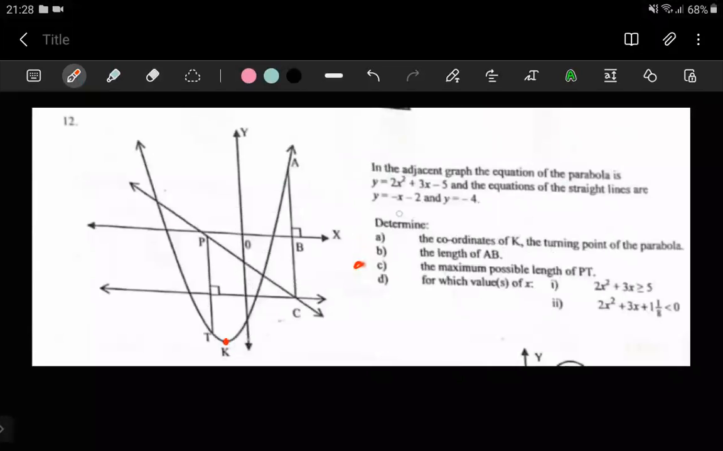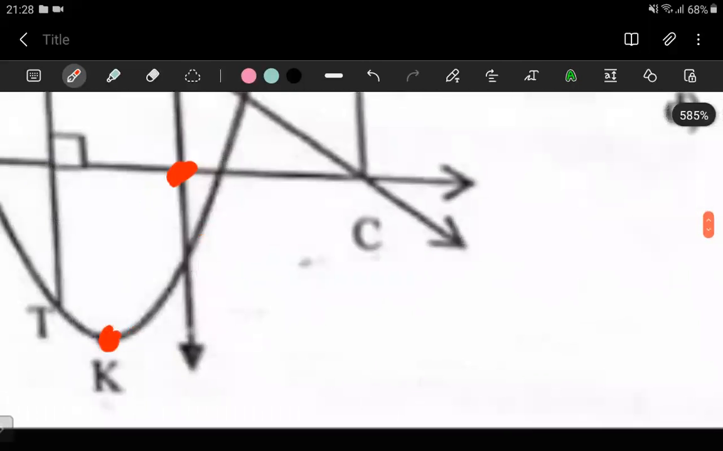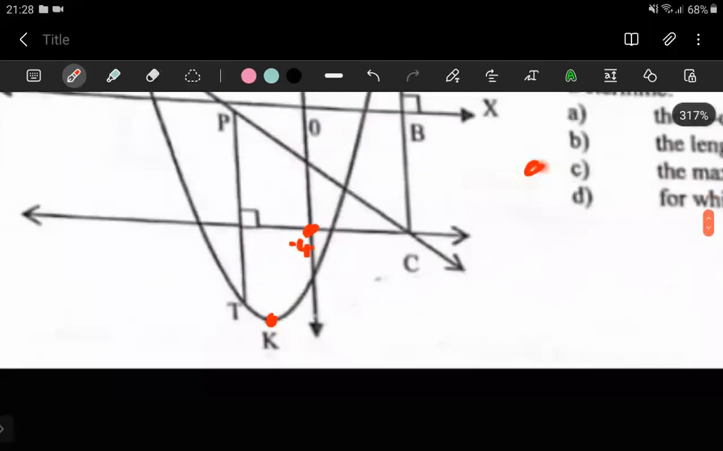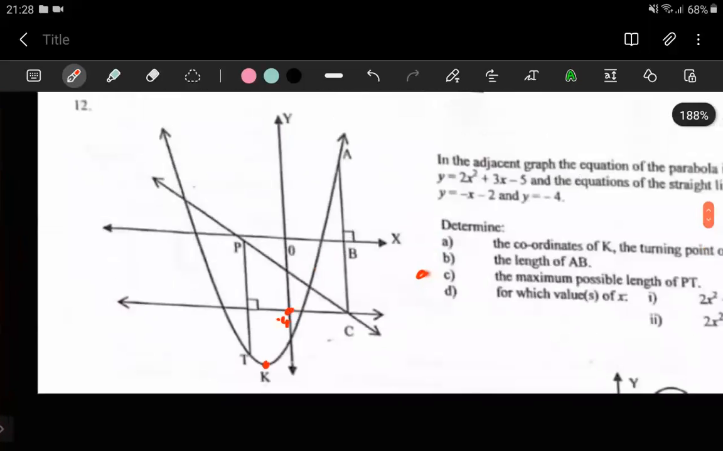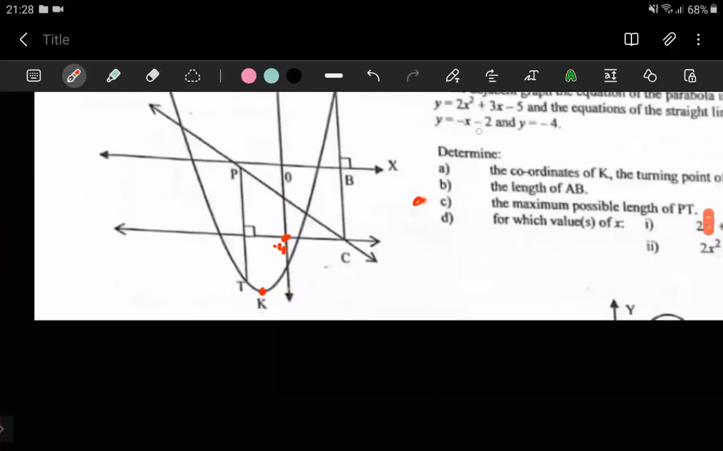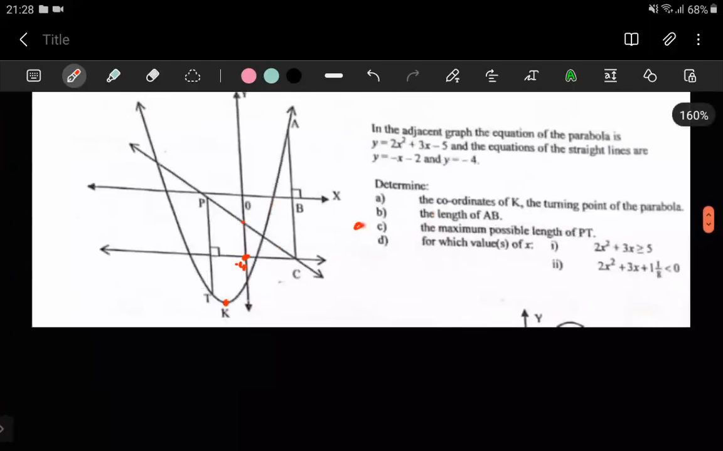And then we have the equation of the straight line, or straight lines. There's this straight line here. This is the straight line here. The one down here is y is equal to -4. So by default, this y value is -4. And then the other one is this one with the negative gradient. Fine. This is a -2, so this is a -2. Fine. That's not very important for question C. Even getting the length of AB, we don't need it.